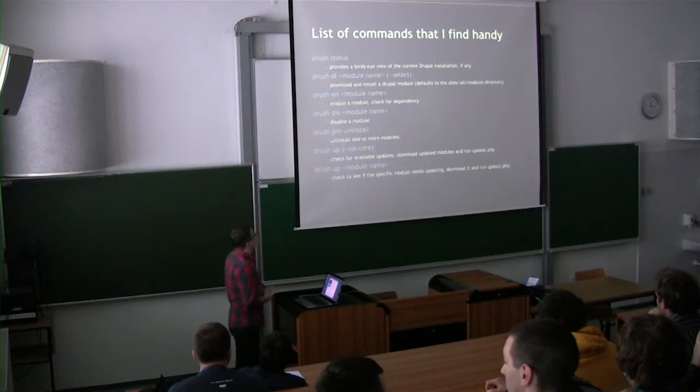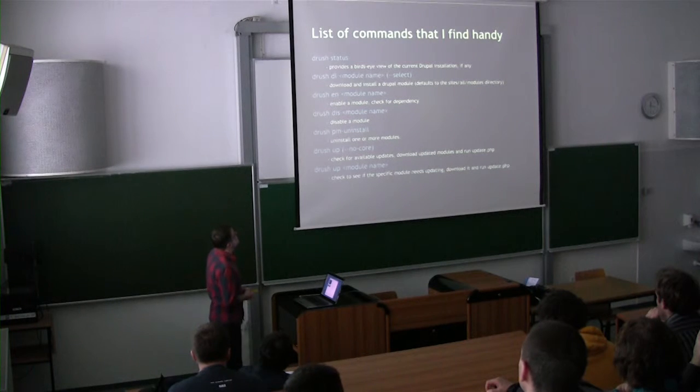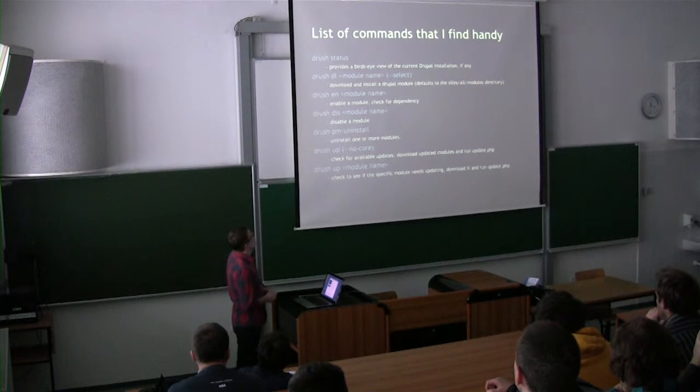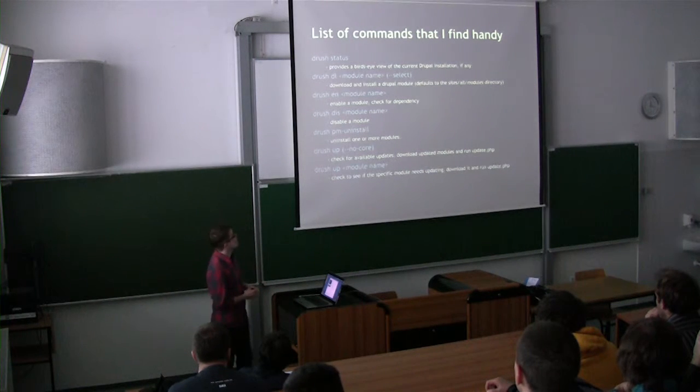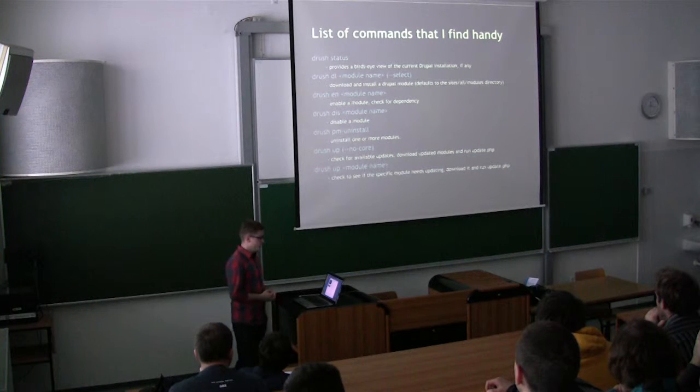So some of the command lines that I find handy: drush status. Drush status gives you an overview of the Drupal installation. So you change the directory to the Drupal install, you type in drush status, and it will give you the Drupal version, which database is used, the database name, and the database user.